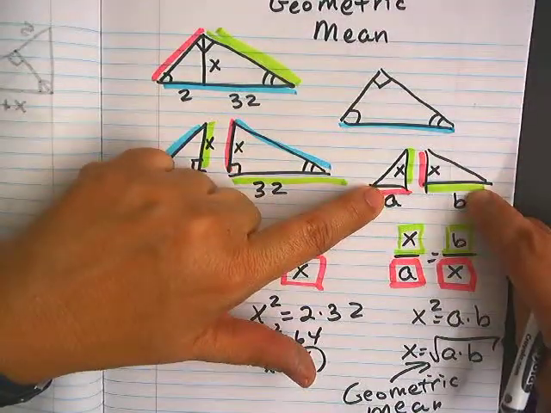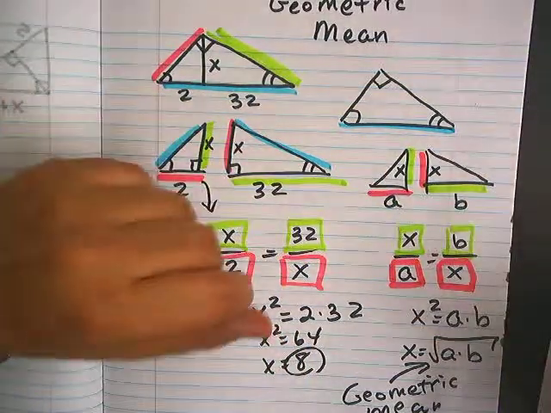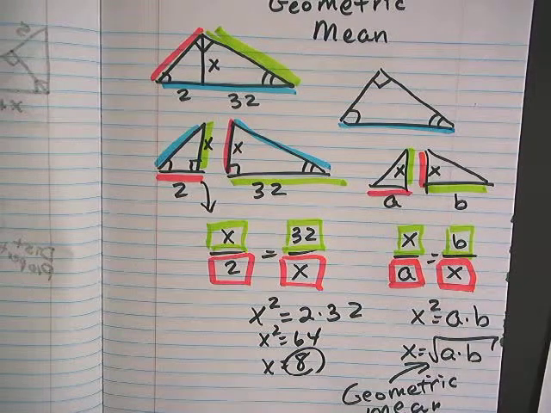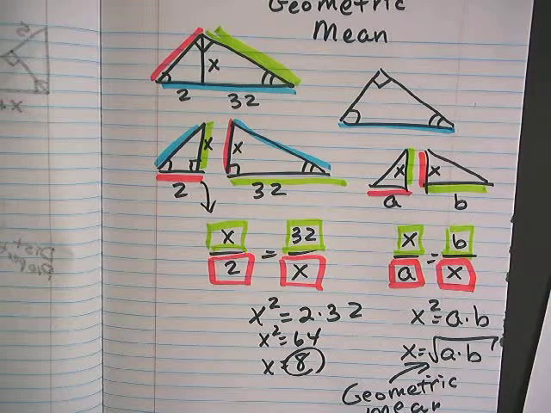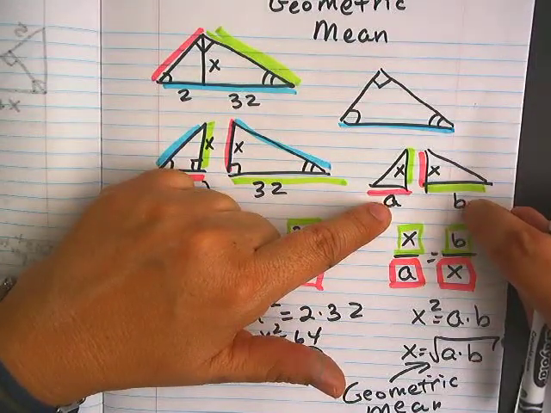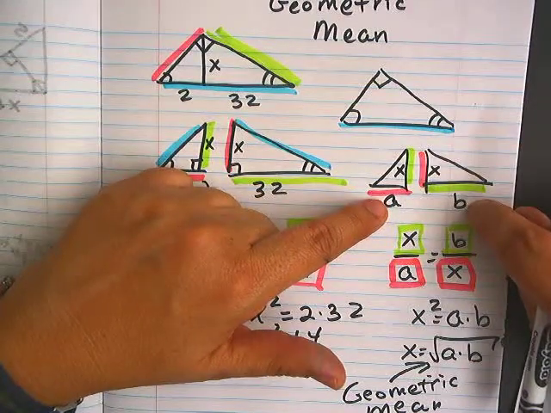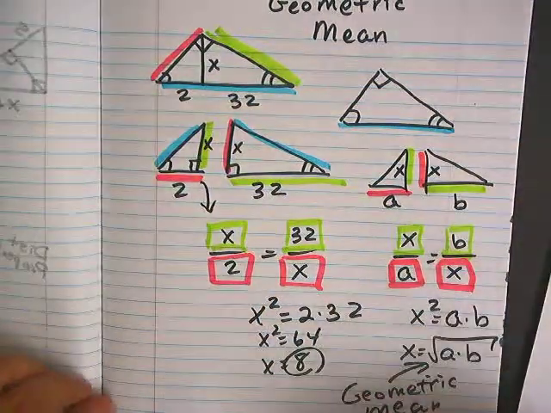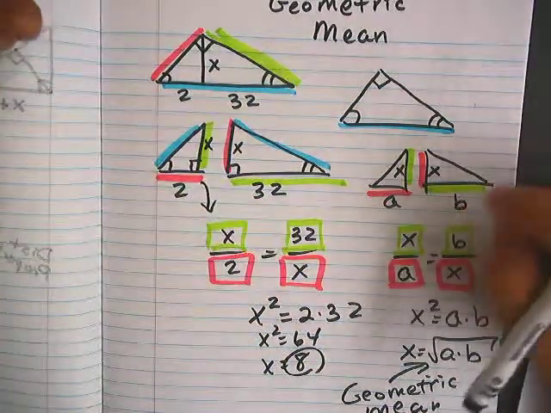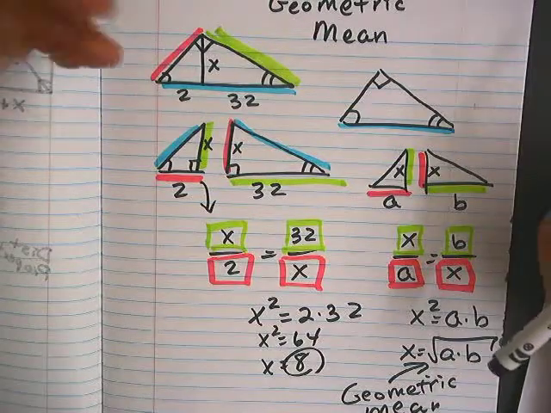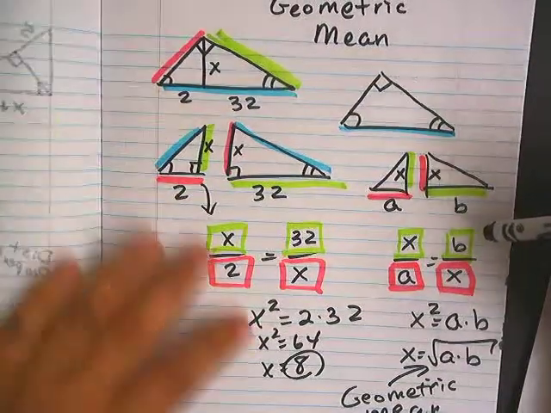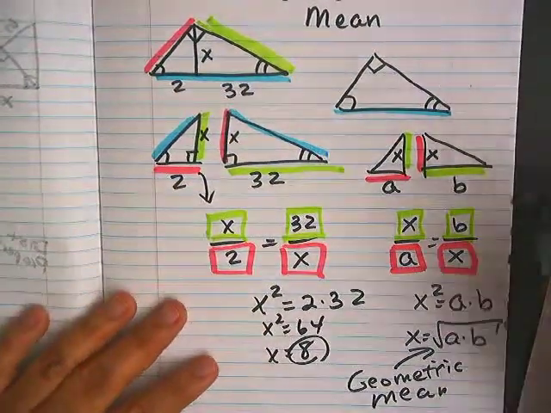So if I had, say, some of my sides were 6 and 8, well, x squared would be 48. And so my answer would be the square root of 48. And you could simplify that radical. If I had 16 and 25, so my answer would be 400, right? So x squared is 400, so x would be 20. If I had 9 and 4, x squared would be 36, so x is 6. The geometric mean of 9 and 4 is 6.